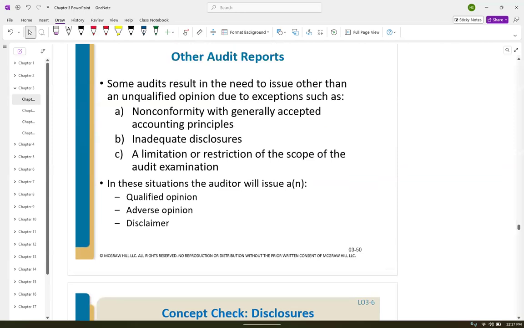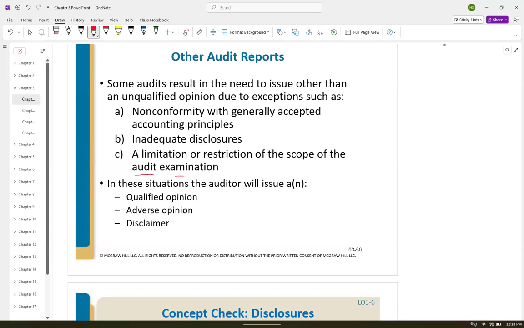Others could be nonconformity with GAAP, inadequate disclosures, or a limitation or restriction on the scope of the audit examination. As an auditor, when you go into a business to audit their financial statements, there's really nothing they could withhold from you. Like if they say you can go in any closet, any room in this building except for that one, what's that going to make us think? We're skeptical accountants. We're going to think, what are you hiding in that closet?